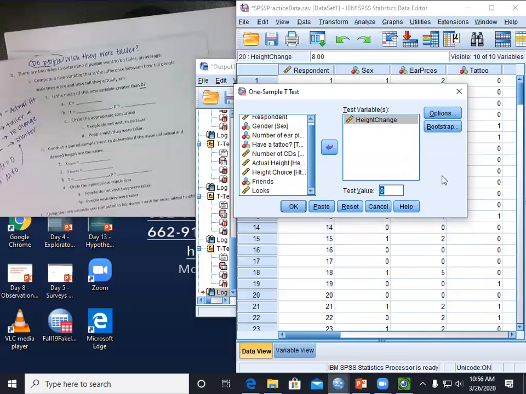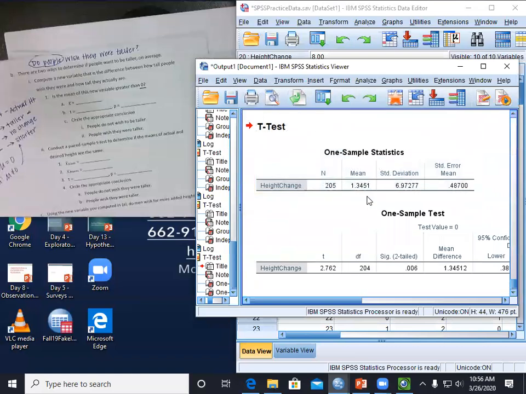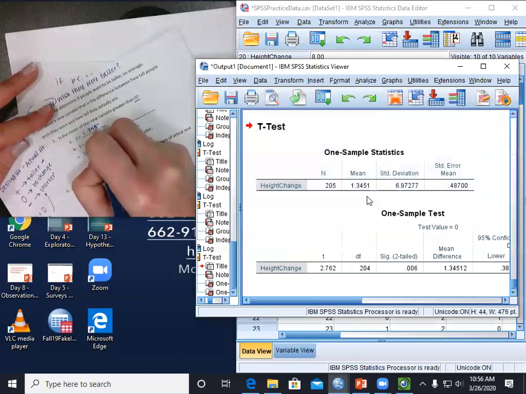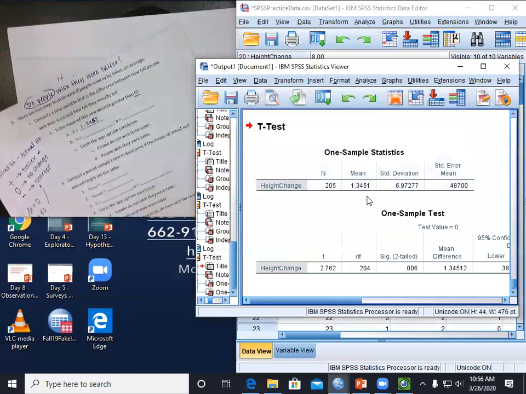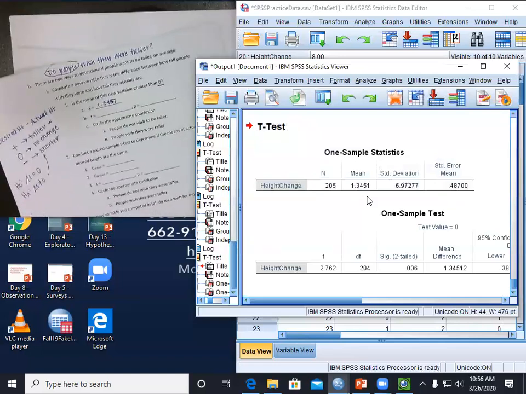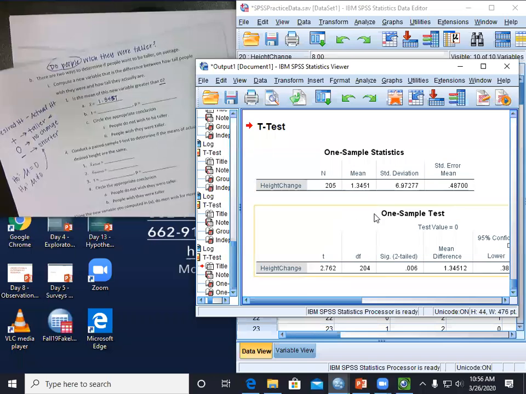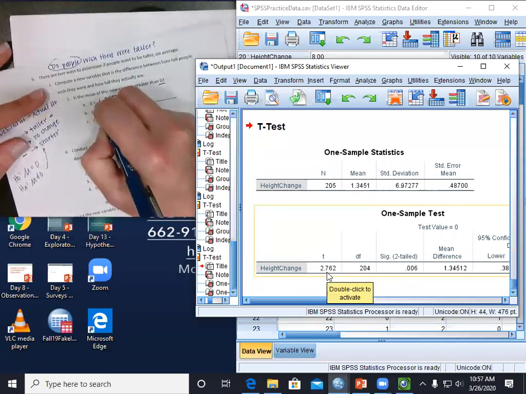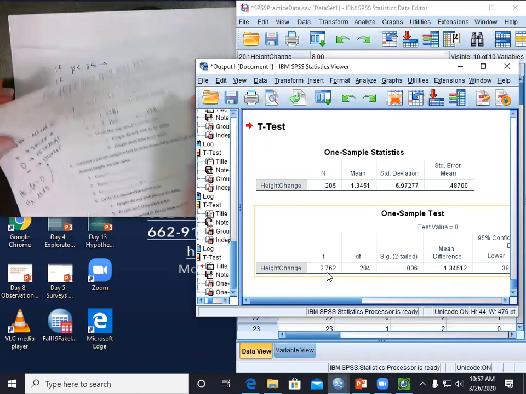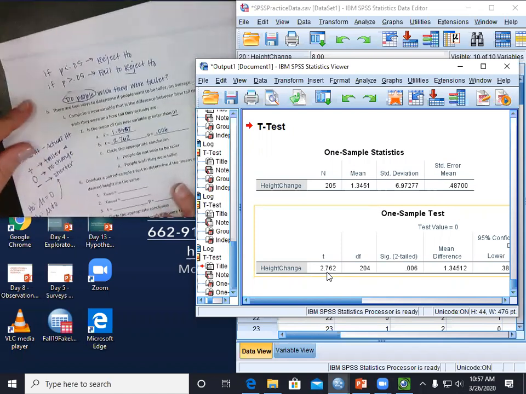So we're going to leave that 0 in the box right there, and we're going to click OK. All right, our sample statistic: on average, people in our sample wanted to be 1.34, sorry, I messed up, 1.34 inches taller. And the question is, is that number significantly different from 0, or do we think it's reflecting chance and sampling error? To find out, we scroll down to our t statistic, which is 2.762, and our p-value, which is 0.006.